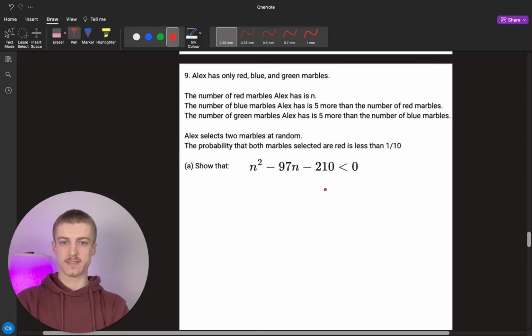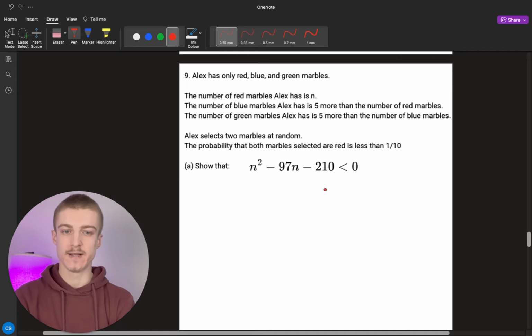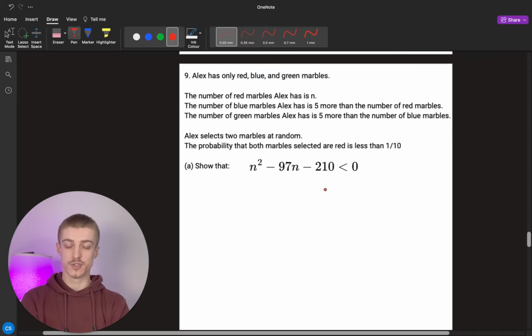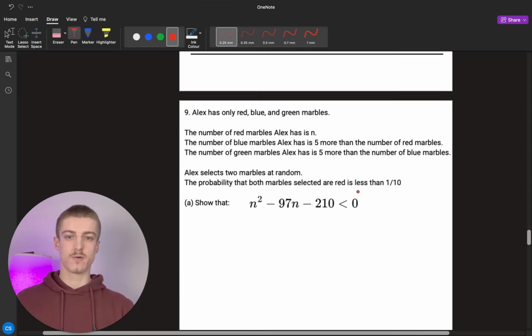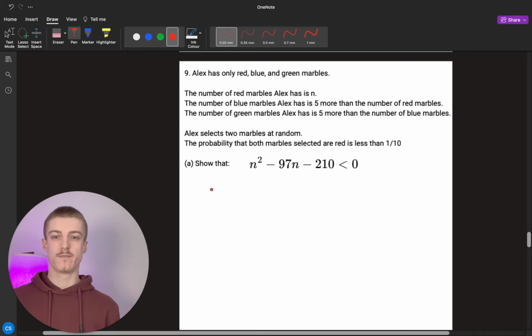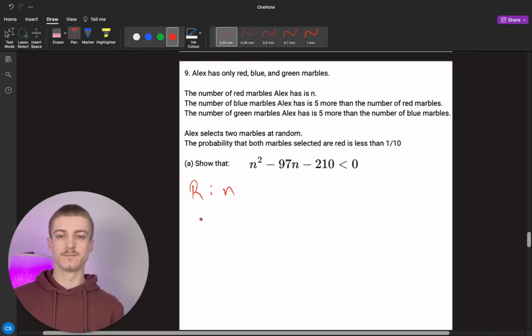Okay. And we're working with probabilities. The probability of choosing red is the number of red divided by total. So I'm going to take these expressions and combine them for a total expression, which is n plus n plus 5 plus n plus 10. Collecting like terms, that is 3n plus 15 for the total number of marbles. So what is our probability of selecting red? n over 3n plus 15.